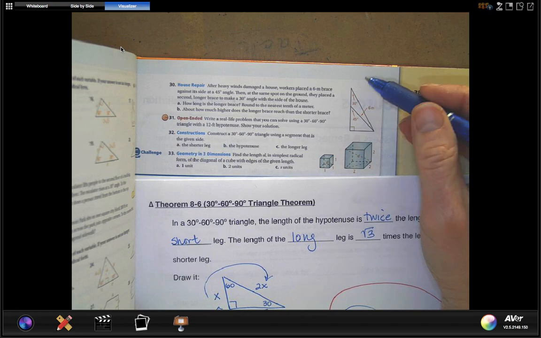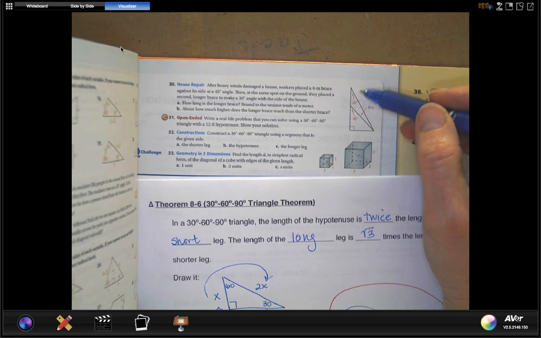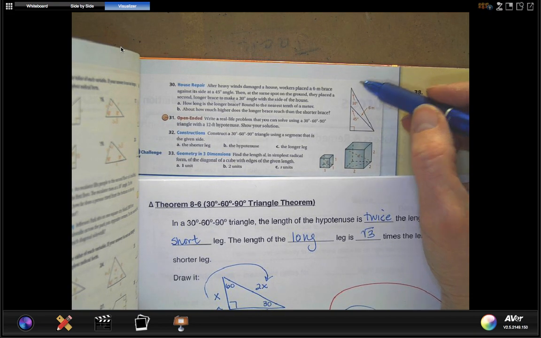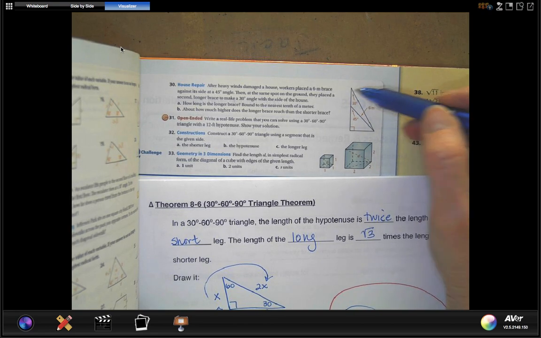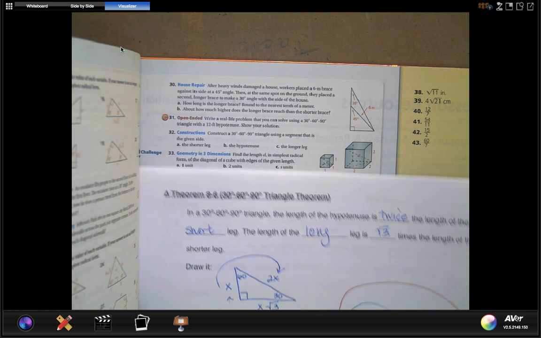How long is the longer brace? So how long is this brace? Round it to the nearest tenth of a meter. And then it says about how much higher does the longer brace reach than the shorter brace. So what I'm going to do here is look at these as two separate triangles.